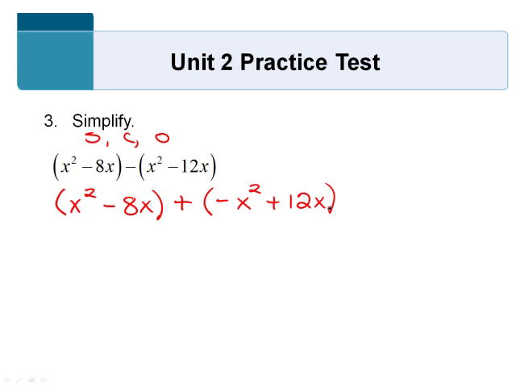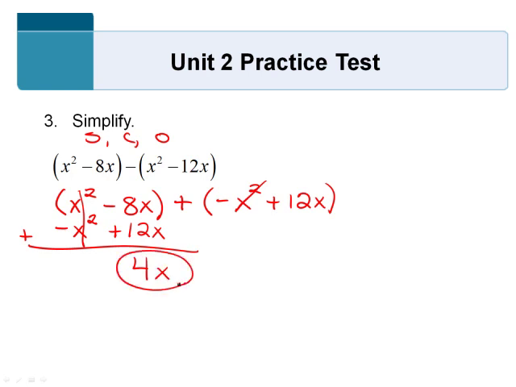So I'm going to do this one in the vertical format also. So the negative x squared is going to come up underneath the x squared from the second polynomial, and then 12x is going to go underneath the negative 8x, and we're going to add them up. Well, x squared and negative x squared, those cancel. They're completely gone. So if you have an x squared term in your answer, it's wrong. x squared minus x squared is 0. Negative 8x plus 12x, that's going to just be 4x. So your answer is just 4x.